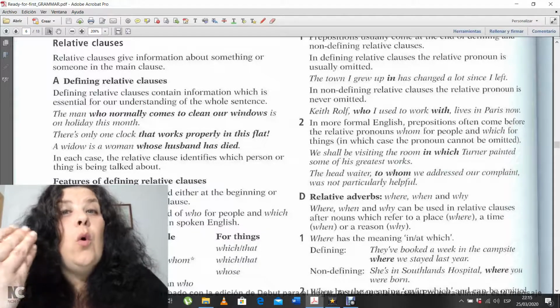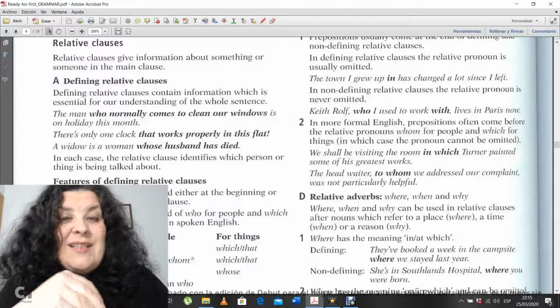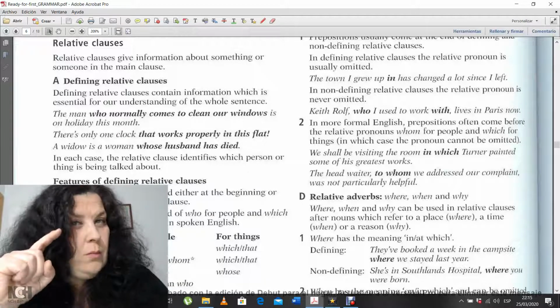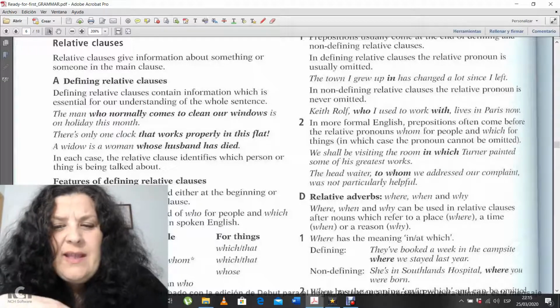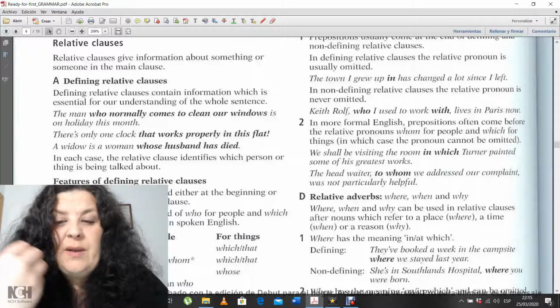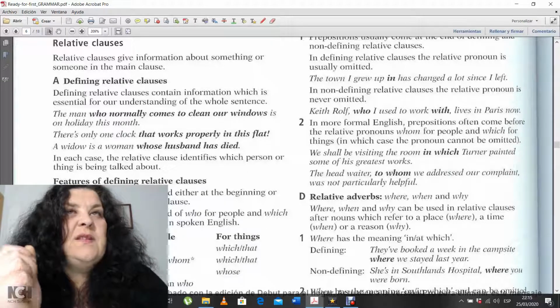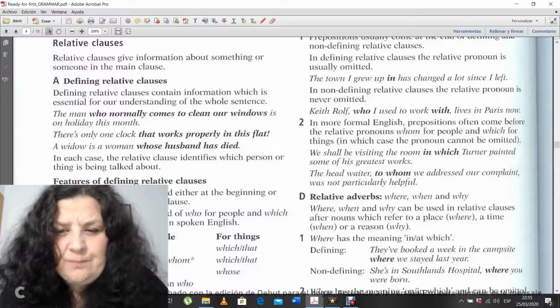And if you use who, it's okay, but if you want to place the preposition before the relative pronoun, you have to use whom, right? The head waiter to whom we addressed our complaint was not particularly helpful. So it's not correct to say to who, just say to whom, right?